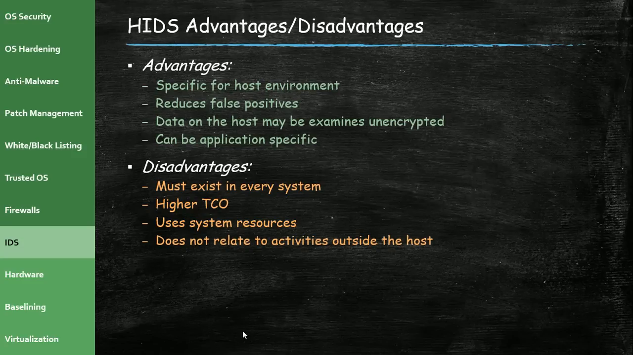It does not relate to activities that are outside the host. So a good network-based IDS has much better heuristics because it can look at everything happening on the network. But a host-based IDS doesn't know what's happening on the network, so it can only look at itself. Although, like I said, a good IDS is a hybrid of host and network-based IDS.